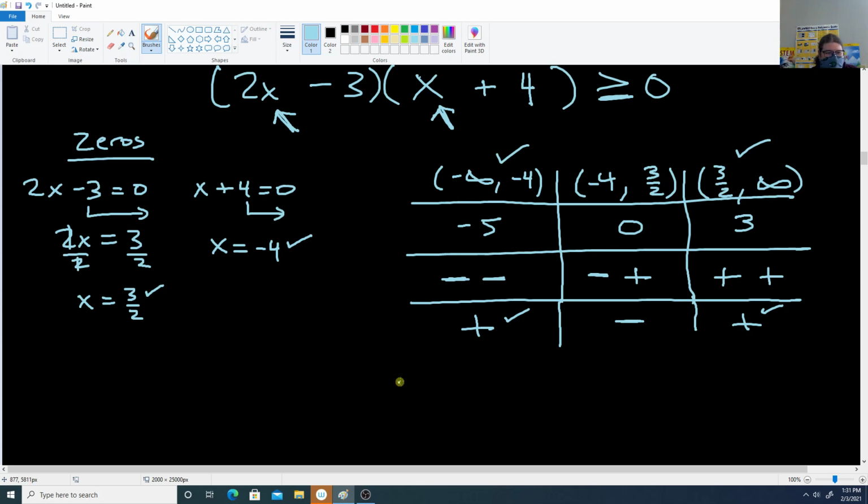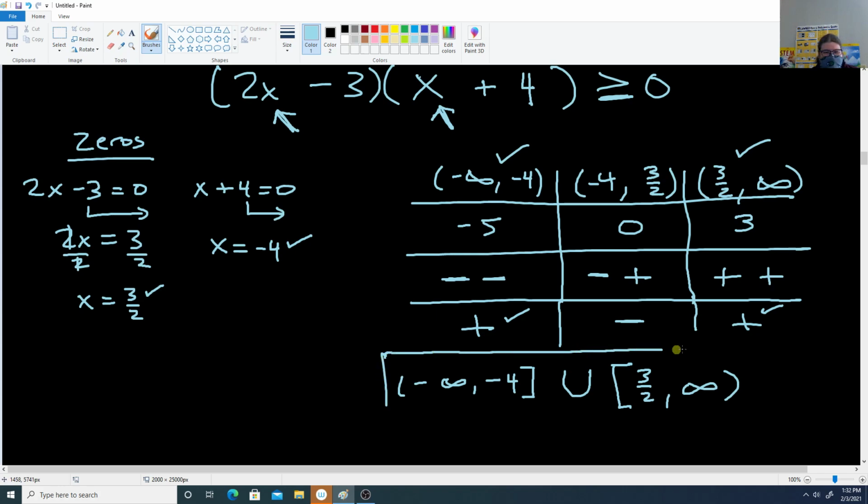The way we can include those numbers is by putting a square bracket on the end of the interval. So we need the first interval, but it's okay to equal negative 4, so we put a little square bracket there. We see we have a bunch of skipped values here. When you have skipped values, you're going to use a union. Then it's okay to equal 3/2, so we use 3/2 with the square bracket on up to infinity. And that will be our answer for that particular one.